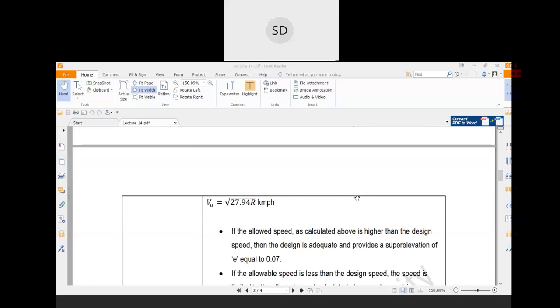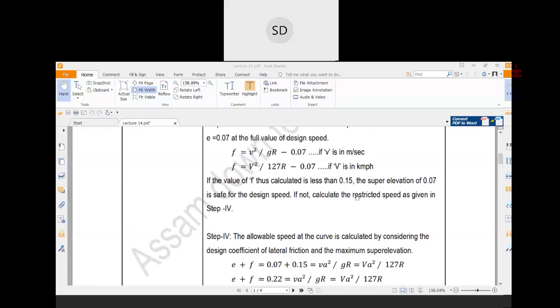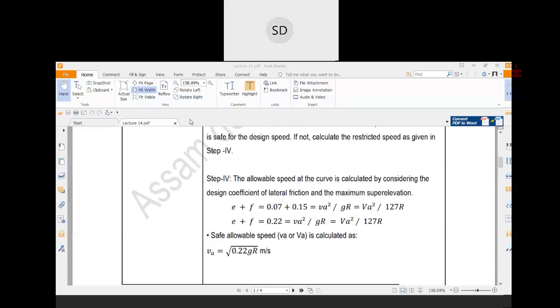So let me summarize the steps. First step: you have to find out the super elevation value, neglecting the friction, that is, your f value would be 0, and considering 75% of the design speed. Your next step is to find out the coefficient of friction value, providing full super elevation.